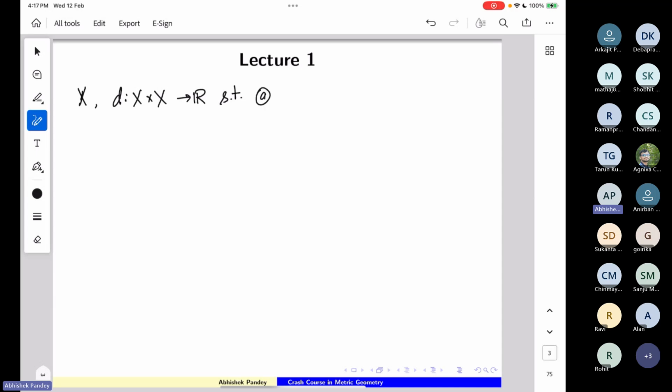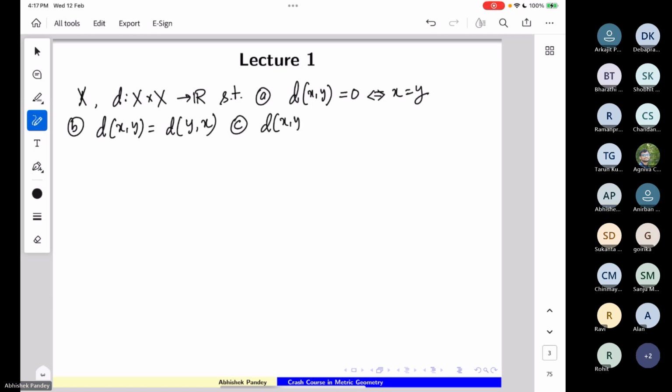The first one is d of x, y is 0 if and only if x is equal to y. The second property is the symmetric property. And the third property is the triangle property. Okay. So a metric space is a set X with this distance function d which satisfies these 3 properties.